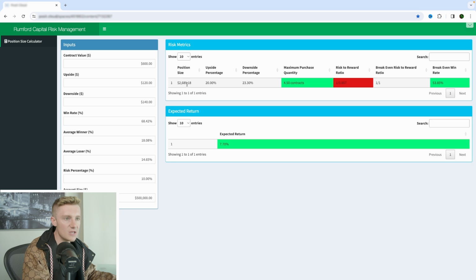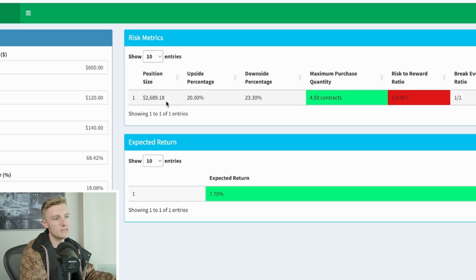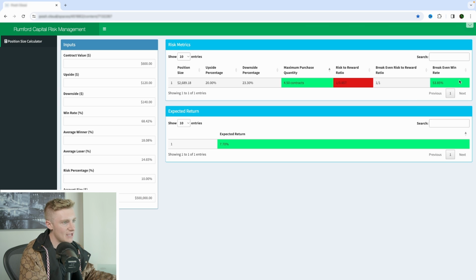Now this would still be a trade that I could put on. As you can see, the position size is reflected by 2,000, about $700, which would allow me to buy 4.5 contracts. Obviously I can only buy 4 contracts. Now based off of this trade, my break-even win rate is green, but my risk to reward ratio is red, whereas I can still buy contracts, right?